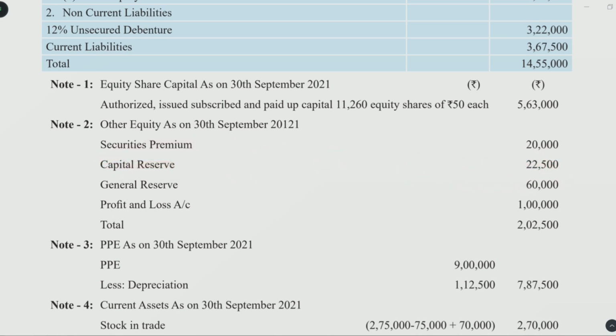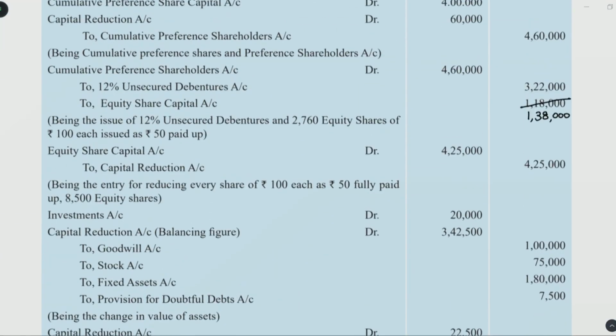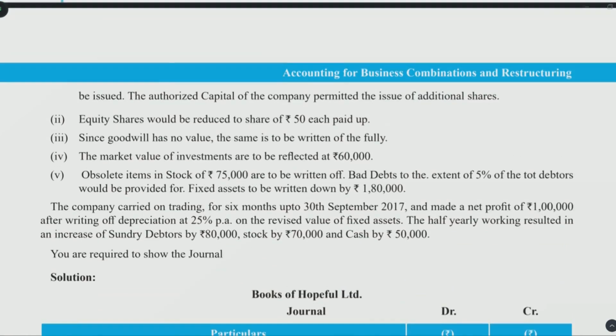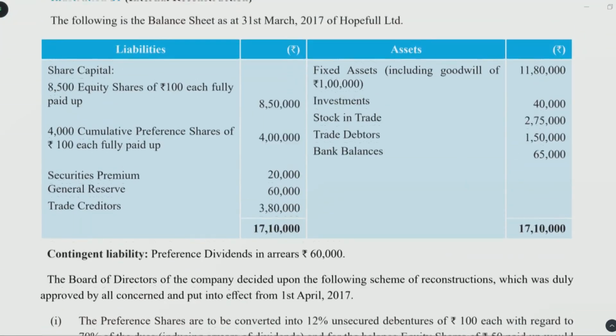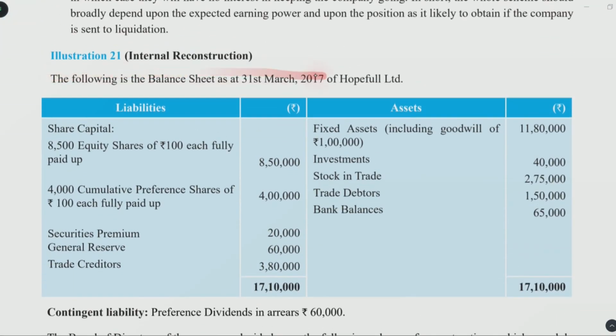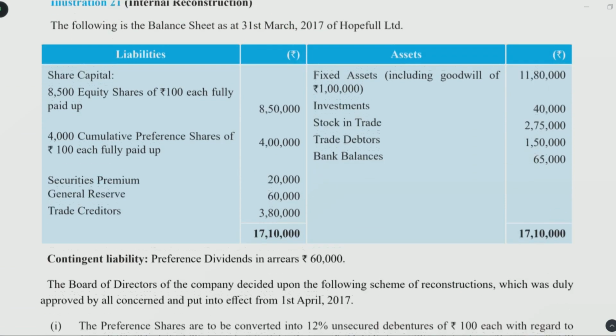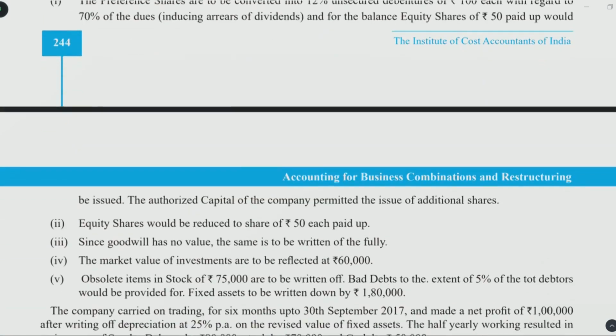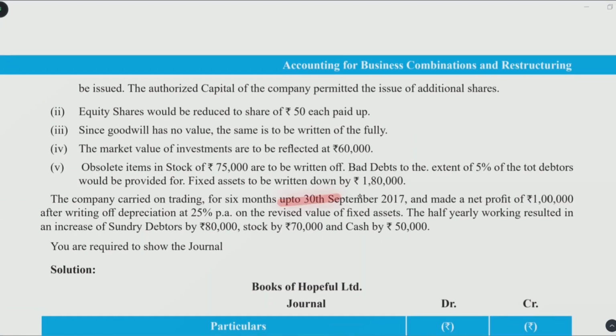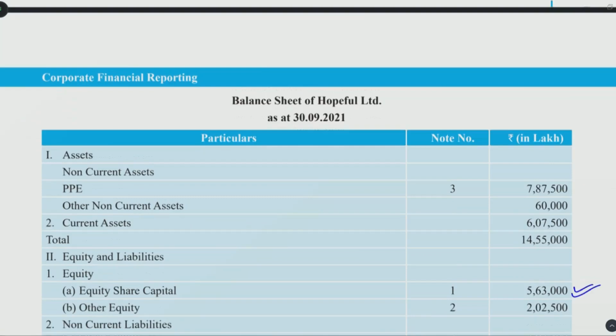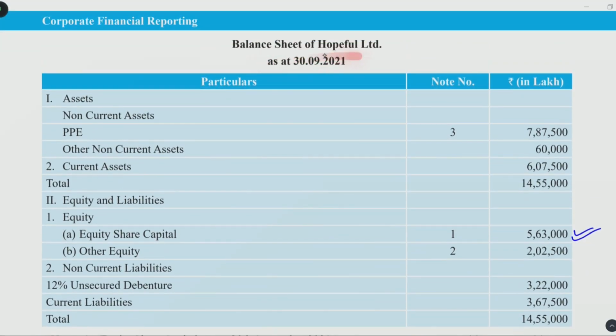from capital reduction account, and the profit that you have earned during the period. Now this is very, very important. Look at this. This balance sheet that was given to you originally was on 31st March, from which date they started the reconstruction processing, and that reconstruction got completed by 30th September. So the balance sheet that you are preparing now is at a later stage, right? It is on 30th September.